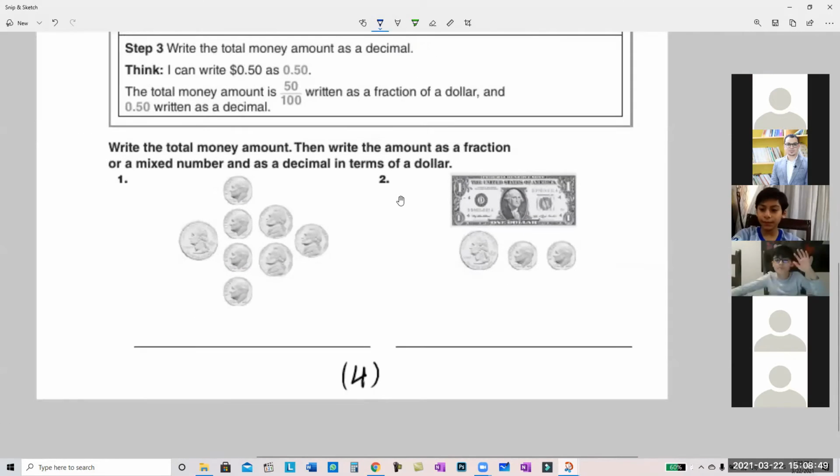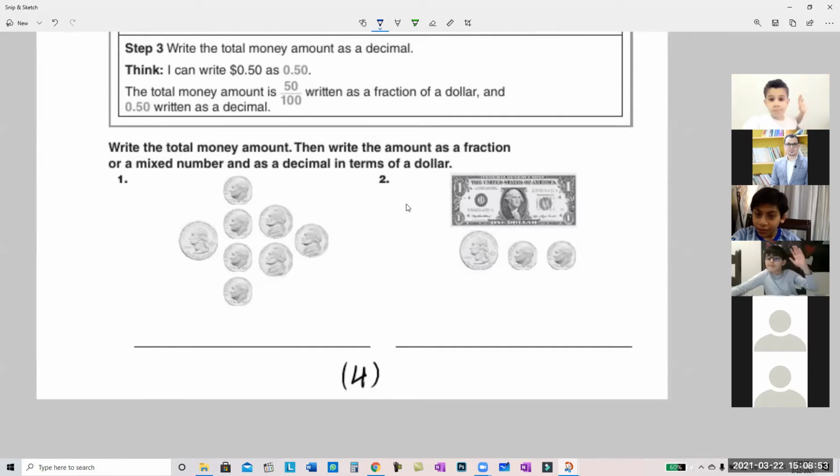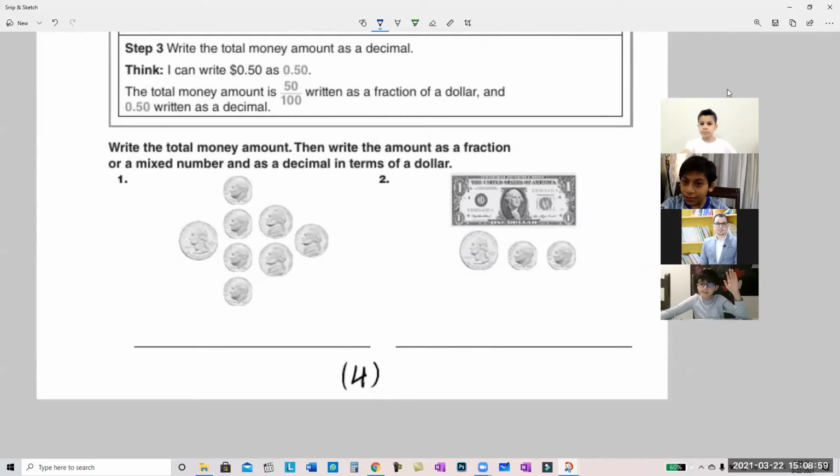Okay, let's move to our examples here. I need someone to help here to give me the full example. So who can help me to solve all the examples?